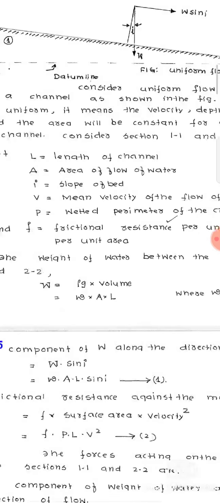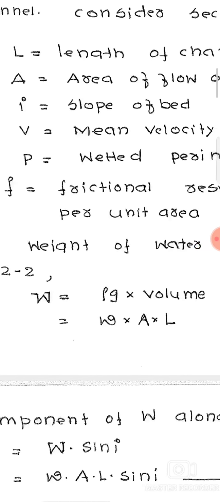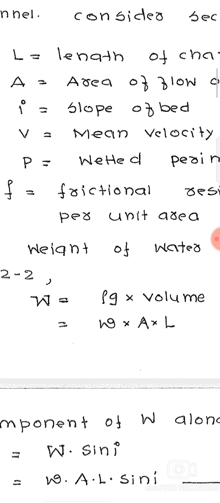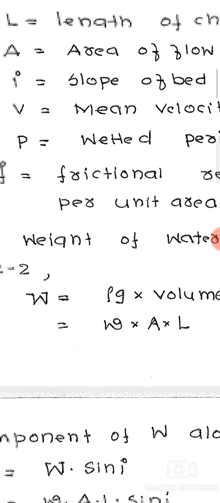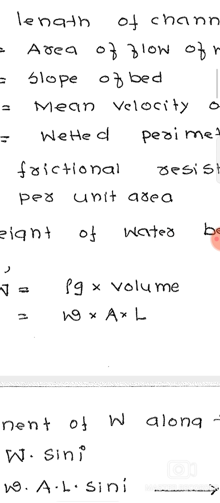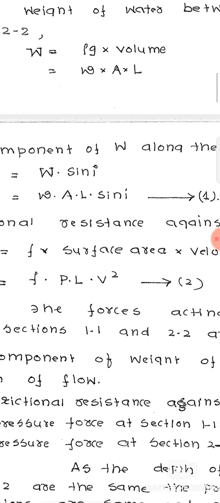Now the weight of water between section 1 and 2 will be represented as W. If you want to find out the weight, we know from the primary properties of fluids that weight density is the ratio of weight of the fluid to the volume of the fluid. So we should know the weight density of the fluid, which is represented as small w, or in terms of rho into g. Then volume will be calculated as area into length. Now the component of W along the direction of the flow will be W sin I.